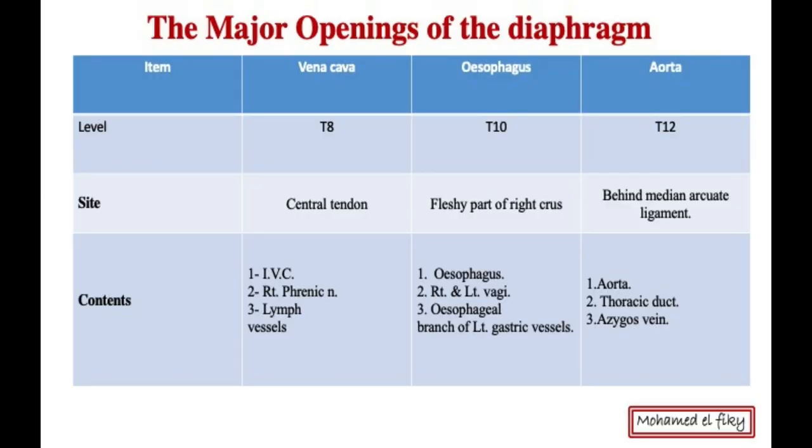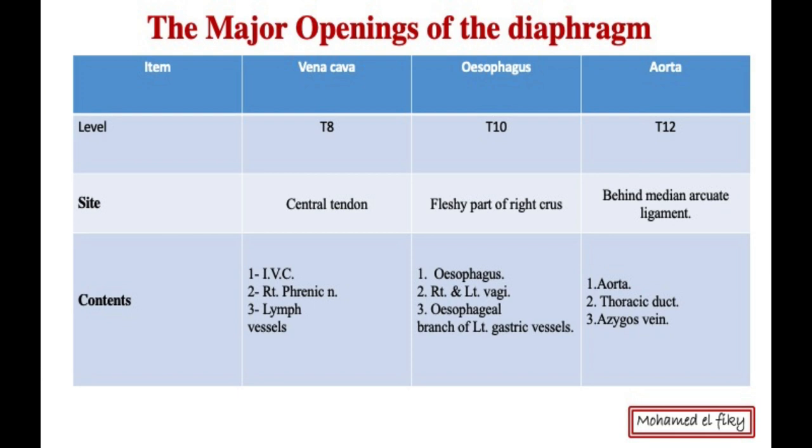These are the major openings of the diaphragm. There are three major openings: vena cava opening, esophageal opening, and aortic opening. What is the level of these three openings? Vena cava opening, T8. Esophageal opening, T10. Aortic opening, T12. You increase by 2: 8, 10, 12. What is the site?